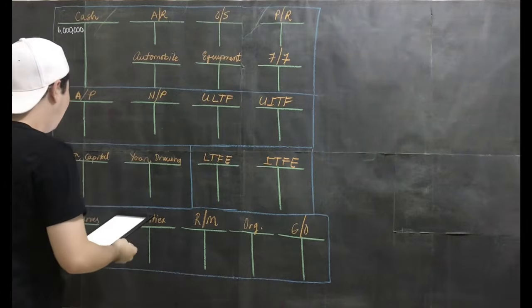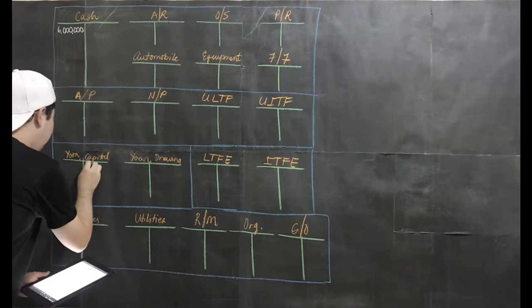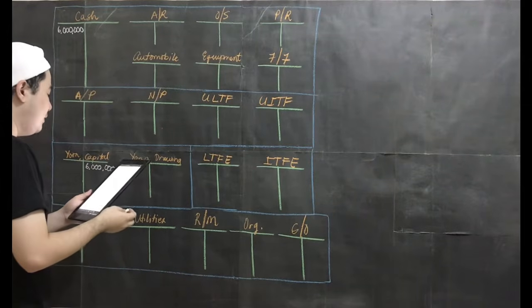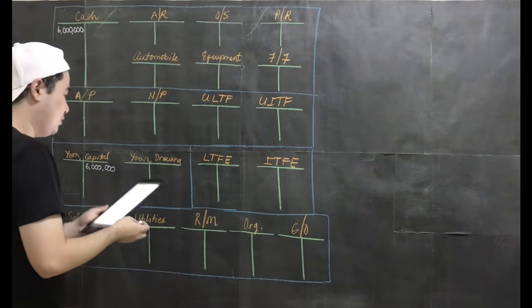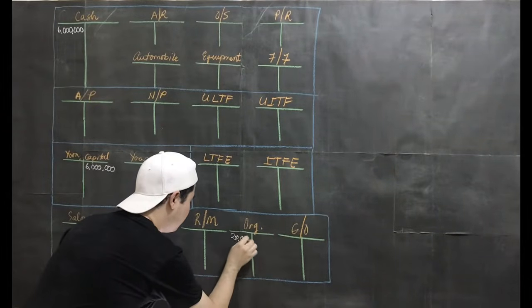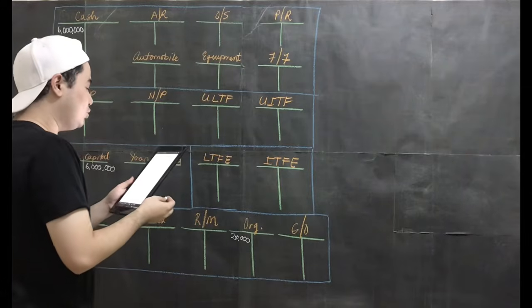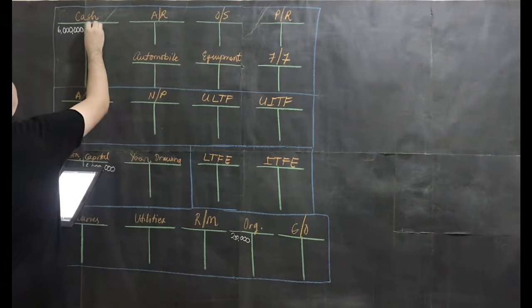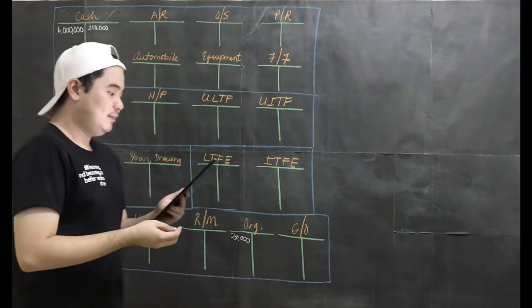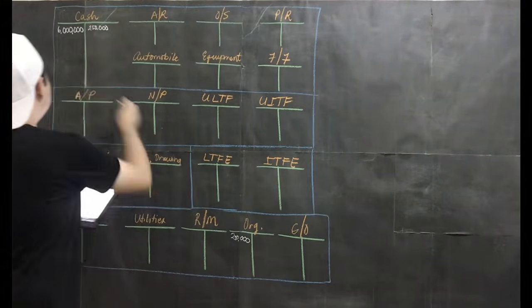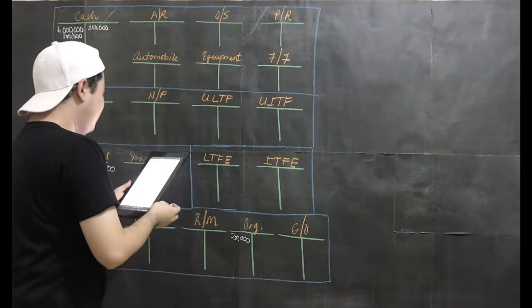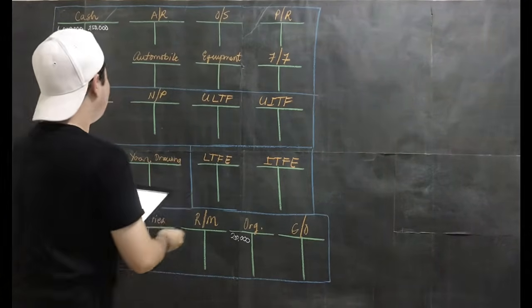Credit Yun Capital, 6 million. Debit organization expense, 250,000. Credit cash, 250,000. Then, debit cash, 100,000. Credit notes payable, 100,000.